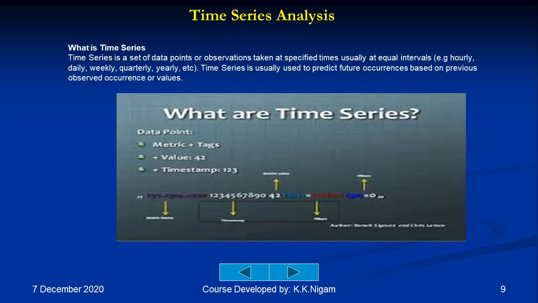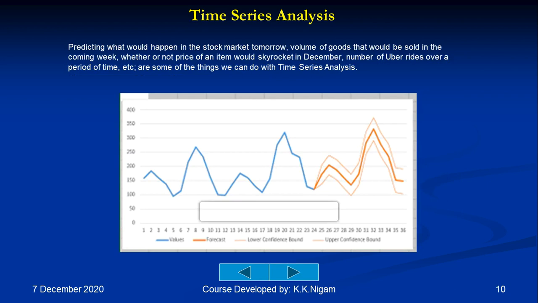What is time series? Time series is a set of data points or observations taken at specified times, usually at equal intervals. For example, hourly, daily, weekly, quarterly, yearly, etc. Time series is usually used to predict future occurrences based on previously observed occurrences or values. Predicting what would happen in the stock market tomorrow, the volume of goods that would be sold in the coming week, whether or not the price of an item would skyrocket in December, number of Uber rides over a period of time, etc. These are examples which can be easily associated with time series analysis.